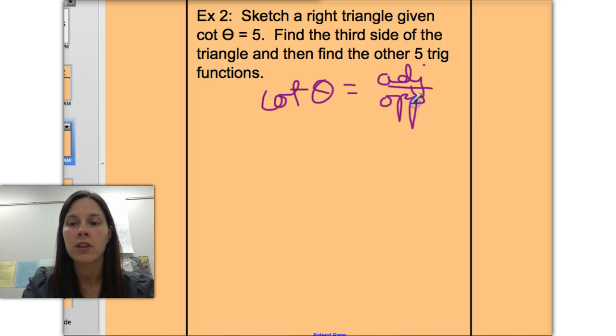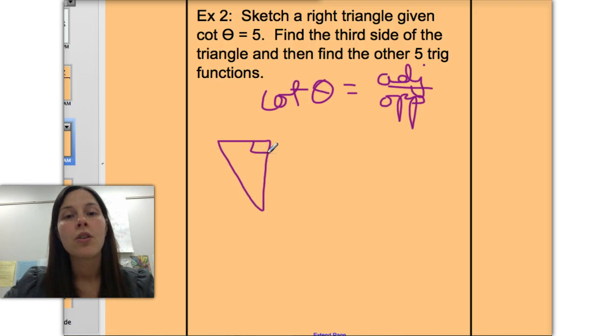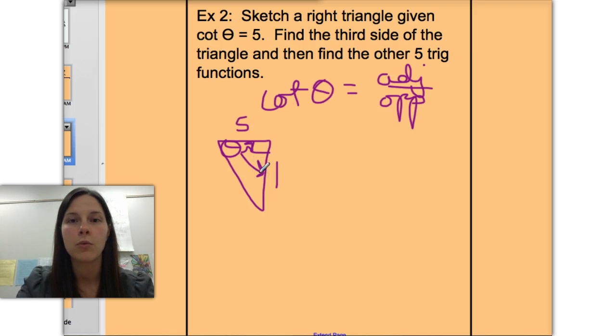So when we set up our triangle, it doesn't matter which way you orient it. I'm orienting it differently on purpose so that you guys don't get comfortable with the right angle always being in the lower left hand corner. Call either angle you want theta, and then from theta, the adjacent, the leg next to it, we have a cotangent of 5, so it would be 5 over 1. The opposite from theta would be the 1.